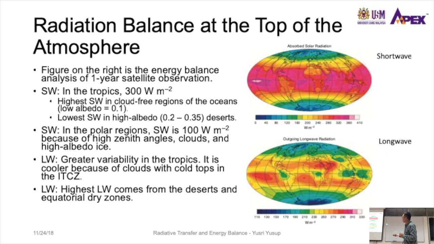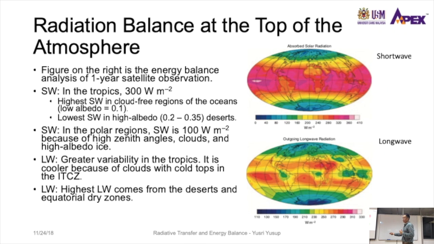Now, one more point. In the polar regions, shortwave radiation is about 100 watts per meter square on average because of the high zenith angle. Zenith angle is just the incident angle. Also because of clouds and because of high albedo ice. Ice is white, so it is able to reflect back the shortwave radiation.